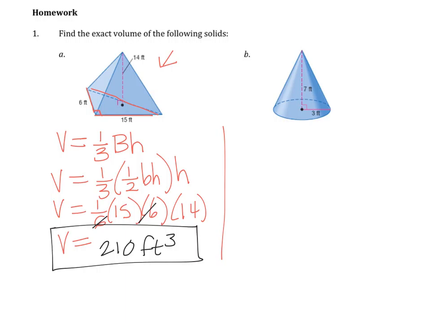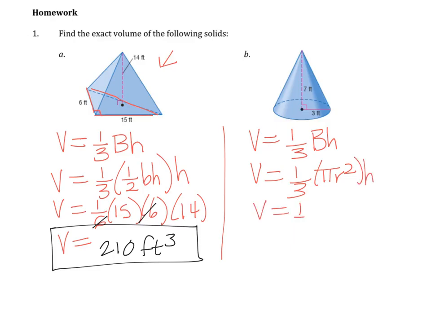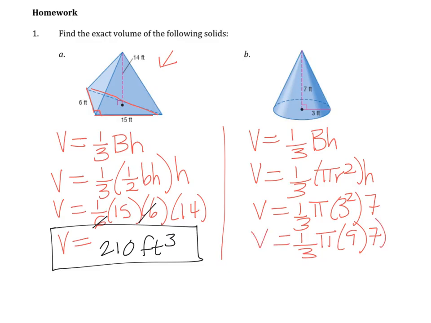For part B, we have a cone. So again, the volume is equal to 1/3 capital B times H, where B represents the area for the base of this cone, and that's a circle. So it's pi r squared times H. So it's 1/3 pi times 3 squared times 7. And that's 9 times 7. And the resulting product is equivalent to 21 pi cubic feet.